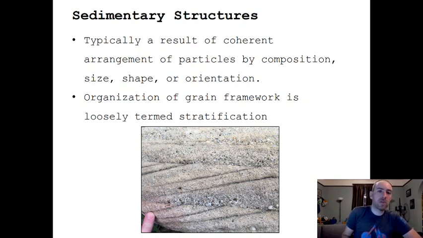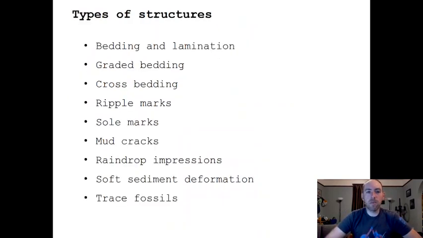Okay, and there's a ton of different types of structures that we can talk about. I'll give you some examples of each of these. So we'll talk about bedding and lamination. We'll talk about graded bedding. So that's the variation of particle size, sort of like a consistent variation in particle size. We'll talk about cross bedding, ripple marks, sole marks, mud cracks, raindrop impressions, soft sediment deformation, and trace fossils. And so we'll go through all of these in a little bit more detail throughout this lecture.